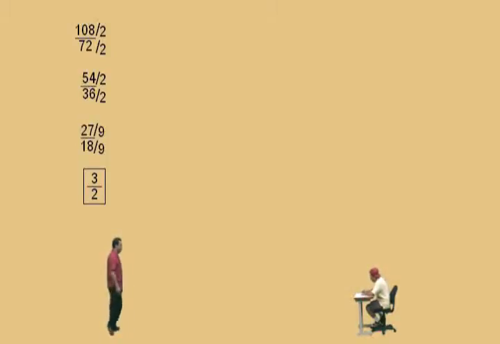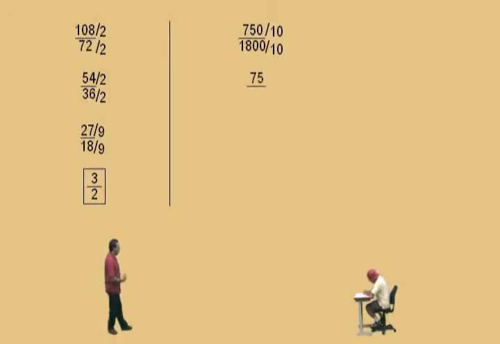You have to practice. Okay, here's another one, Charlie. 750 over 1,800. We're in the big time now. All right, Charlie. We start off by dividing top and the bottom by what? 10. Okay, what's 750 divided by 10? 75. And 1,800 divided by 10 is 180.